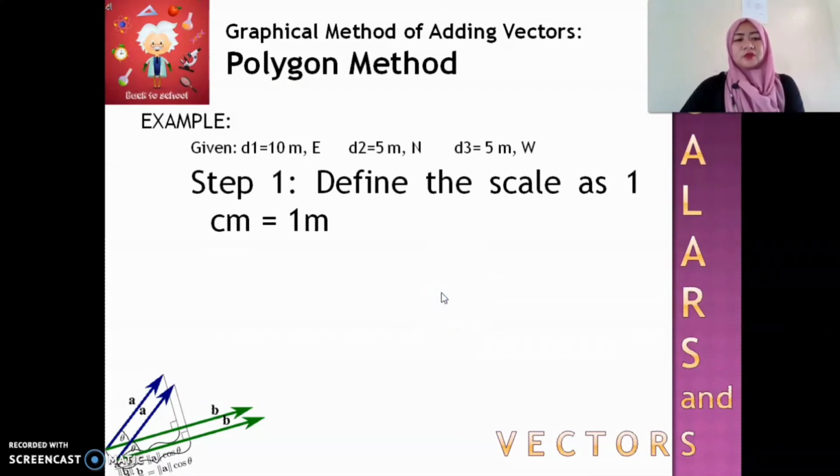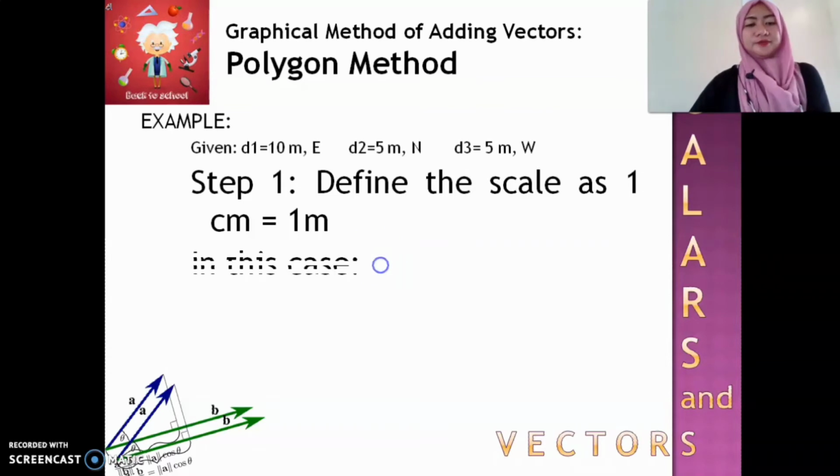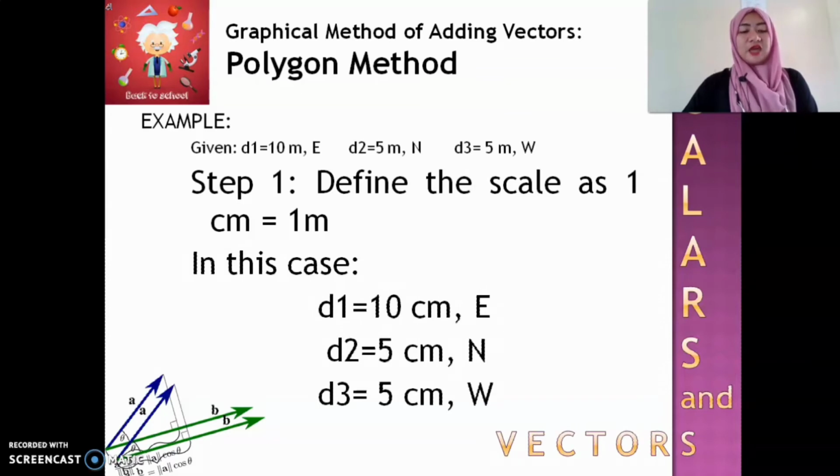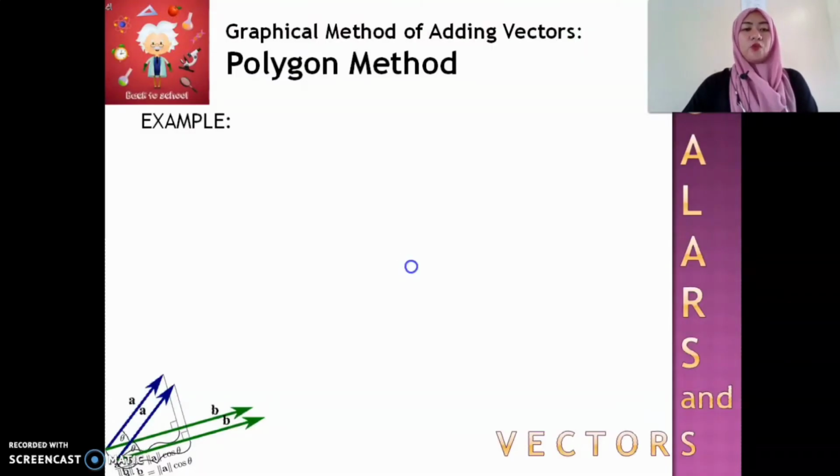Okay, step 1, let's say 1 centimeter is equal to 1 meter, because we know that 1 meter is not easy to graph on your paper. It will not fit in. So let's scale 1 centimeter equal to 1 meter. In this case, displacement 1 is equal to 10 centimeters east, displacement 2 is equal to 5 centimeters north, and displacement 3 is equal to 5 centimeters west.